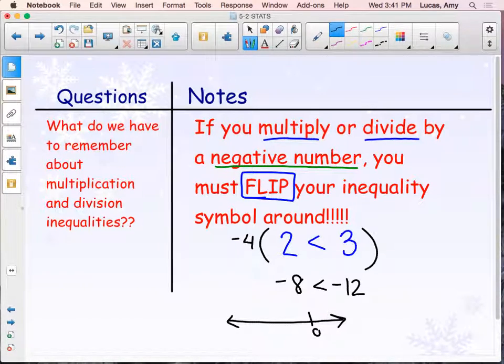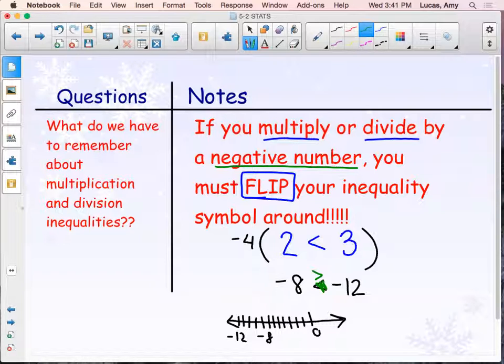If I put 0 on my number line, this would be my negative 8. Negative 12 would be over here. So negative 12 is smaller. Negative 8 is larger. So what happened is when I multiplied by this negative number, it made my inequality not true anymore. It made my inequality false. So that's not okay. That's why when multiplying by a negative, we have to flip the symbol around to keep the inequality true, a true statement.